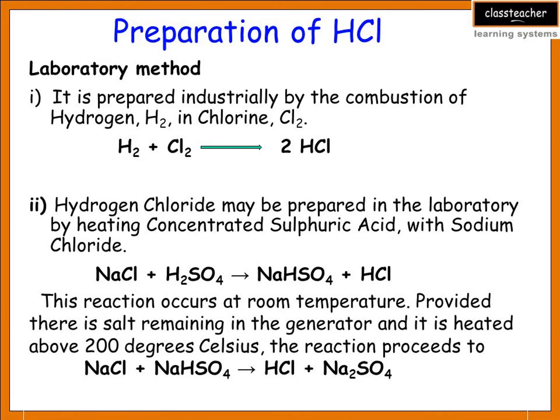Hydrochloric acid. It is prepared industrially by the combustion of hydrogen with chlorine. So H2 plus Cl2, we will get HCl, that is the hydrochloric acid.